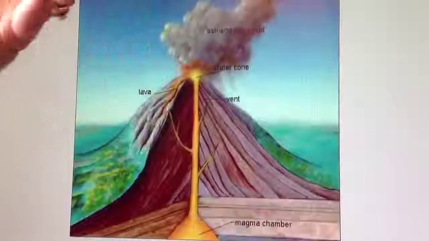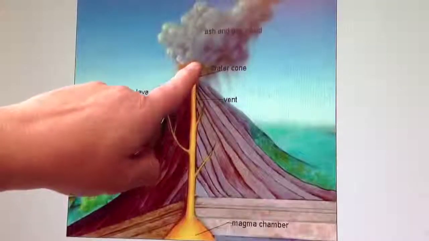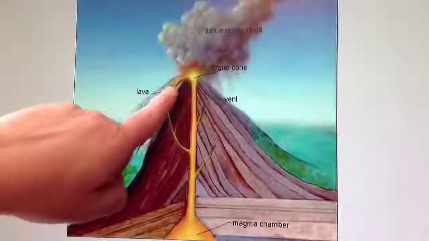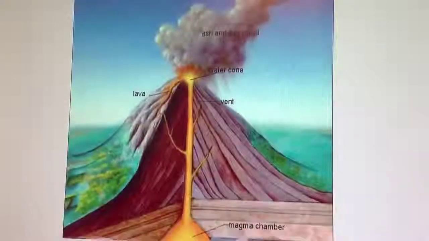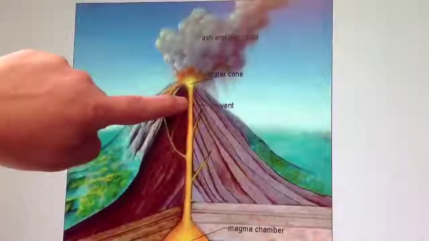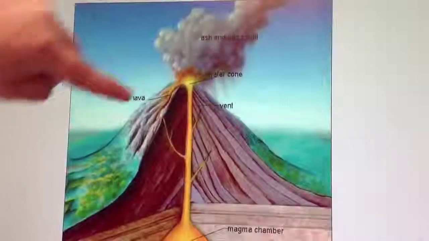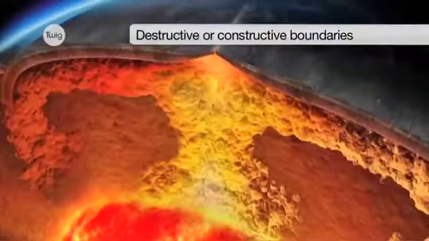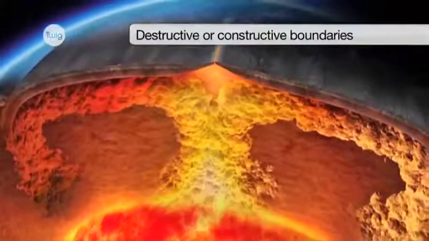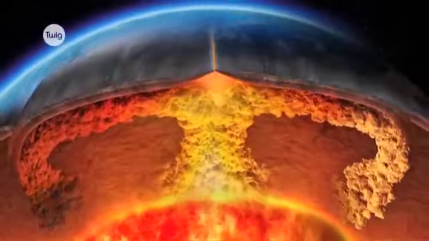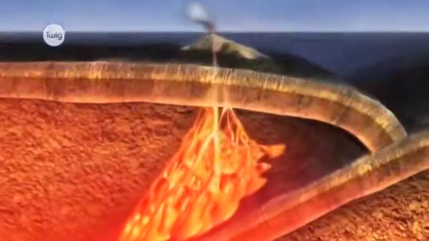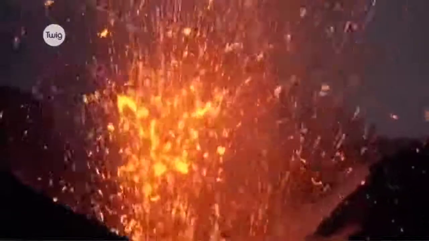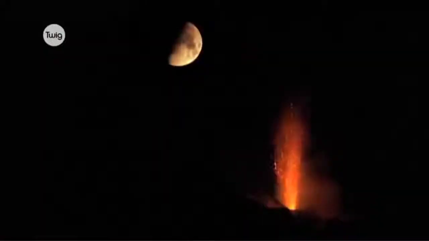That's the tip of the mountain that blows off. And then once it pierces through the crust of the mountain, it comes out and flows down, and that is called lava. So we have the magma chamber, the vent, the crater cone, and the lava. Cracks or weaknesses allow magma to rise up from below the Earth's crust. Pressure builds up, which then releases suddenly, causing the magma to explode. A volcanic eruption.